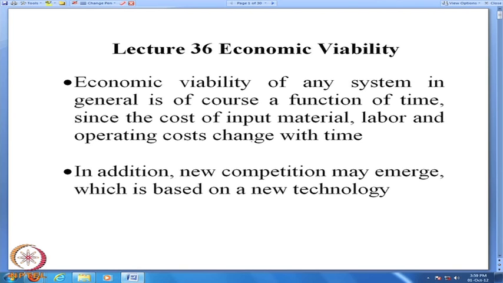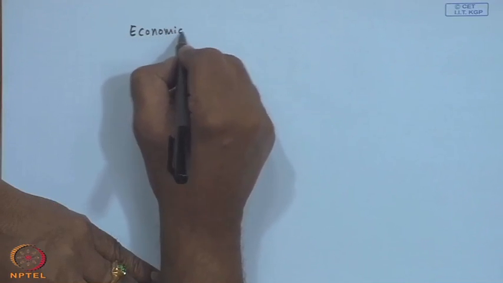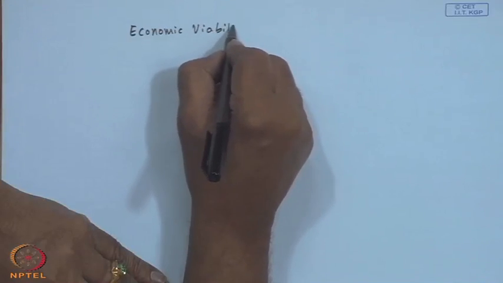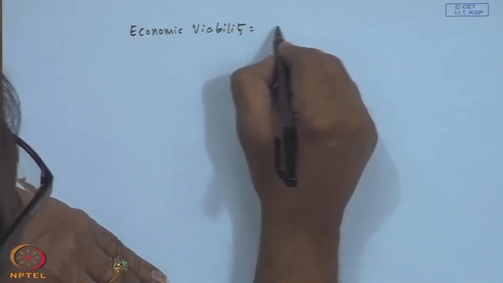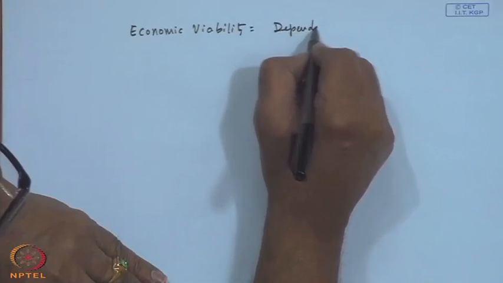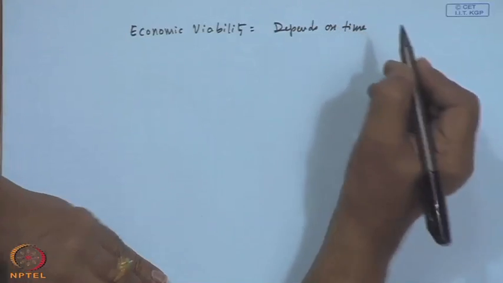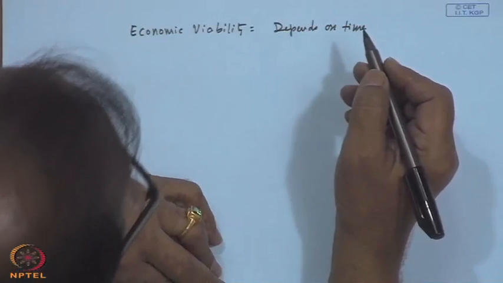So, economic viability depends on time. Here we should not misunderstand this as some sort of an unsteady phenomenon. That is not the intention of making this statement. In other words, something may be viable in 1980, which may not be viable in 1990, and again may become viable in 2010 or so. It could depend, for example, in comparison with solar energy, upon the cost of production of the material.